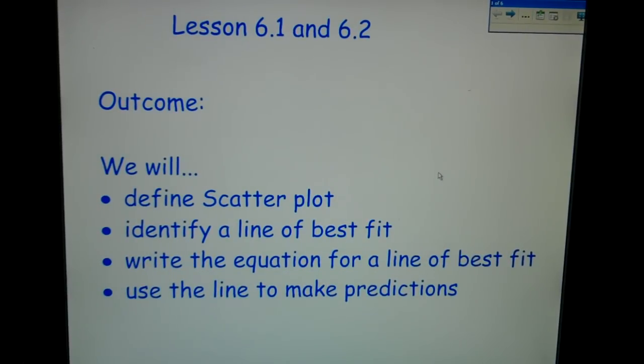Lesson 6.1 and 6.2. This unit you're going to get off easy because we're going to combine some of the videos together. So this is going to cover 6.1 and 6.2. We are going to do a lot in this.